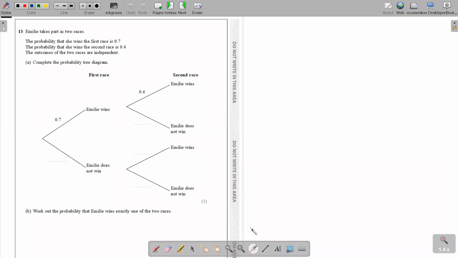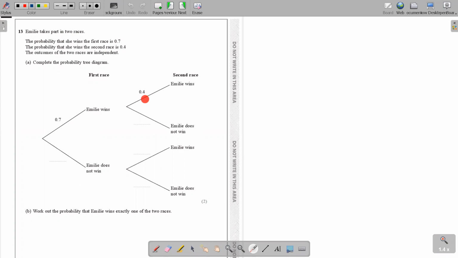Okay, so moving on to question number 13. Emily takes part in 2 races. The probability that she wins the first race is 0.7. The probability she wins the second race is 0.4. The outcomes of the 2 races are independent. Complete the probability tree diagram.